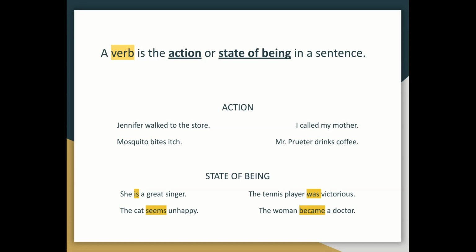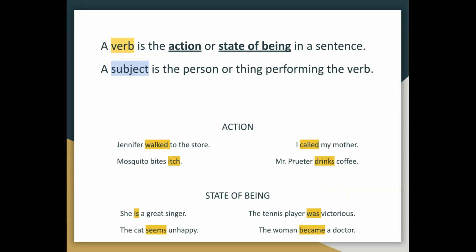So, little bit trickier, but when we see them together, we can see our action verbs up top and our state of being verbs down below. Now remember, we also said that a subject is the person or thing performing that verb. So, based on this, we found our verbs. What would our subjects be?